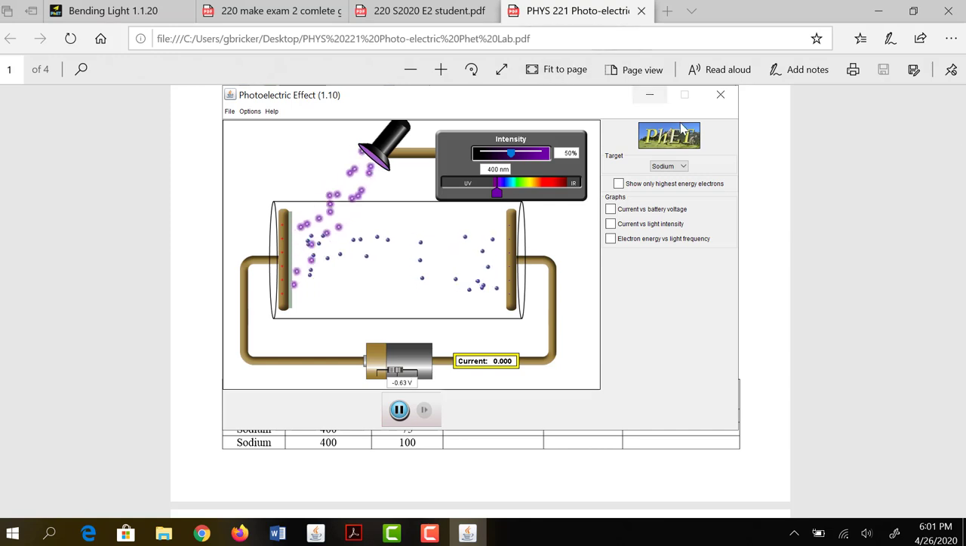And then what you're seeing here is sodium. So the target here is actually sodium, so a metal made of sodium. You can change this. I don't think you have to for this experiment, but we'll just use sodium. Okay, let's go back to the lab real quick.